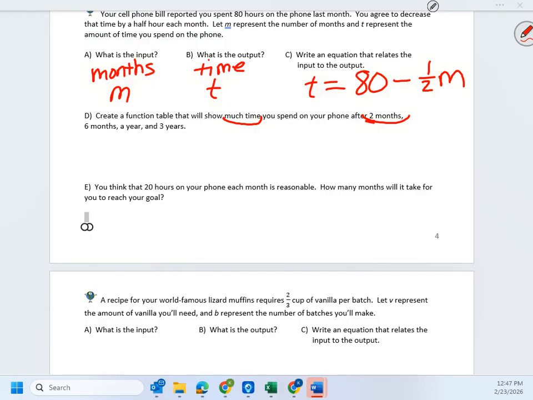So the next one would be that number plus the minus impact, or just that number minus? For the next question, for the function table? So you're going to put months and time. And our months, we have 2 months, 6 months, a year. So how many months is that? And then you have 3 years, which is 36 months. Oh, now I see. I just did it a different way on how I wrote that.